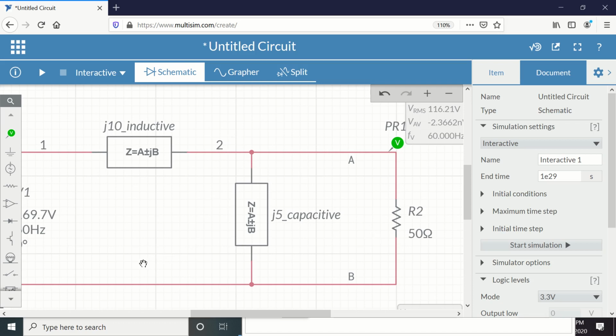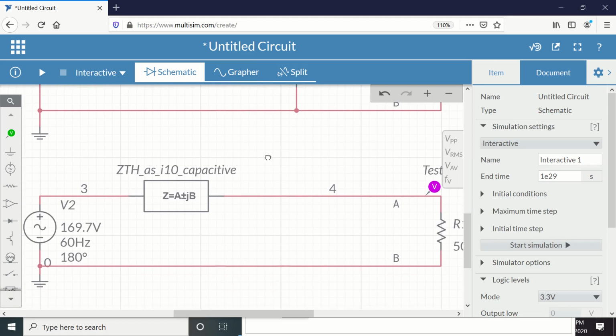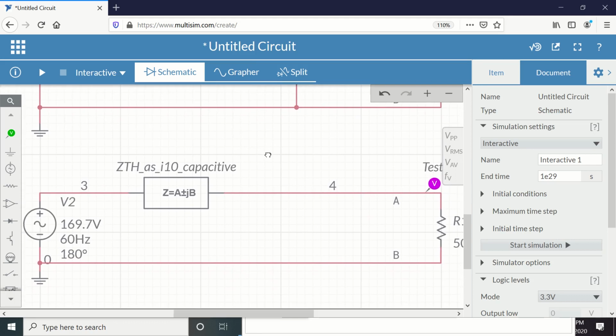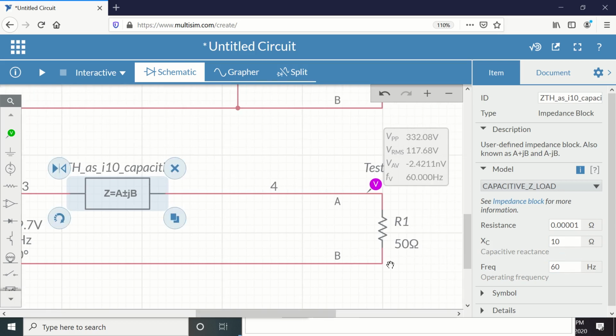Again, doesn't have to be 50. 50 was just a nice number. Here we see our Thevenin equivalent circuit. So again, 120 volts RMS, 60 hertz, except this time it's 180 degrees, and this impedance block holds our capacitor at negative J10. Terminals A and B, and again with a 50 ohm load.